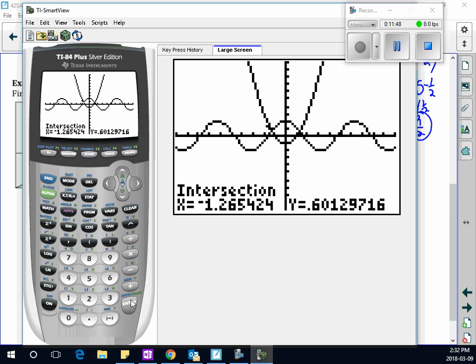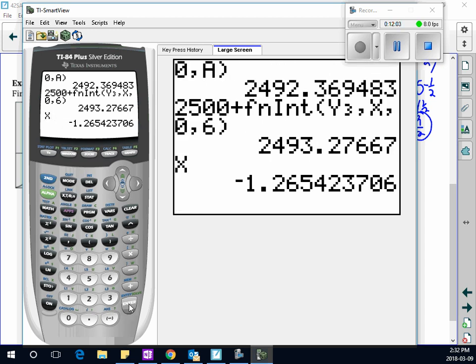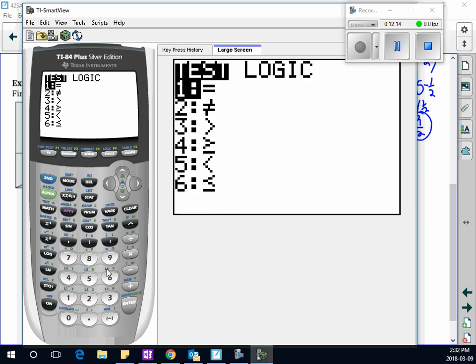Okay, now that means that x equals negative 1.26, and so on. What am I going to do with that? Store it somewhere. So we're going to quit out of there, and I'm going to go x and go enter. Do you see I have negative 1.26...? We're going to store it in A.